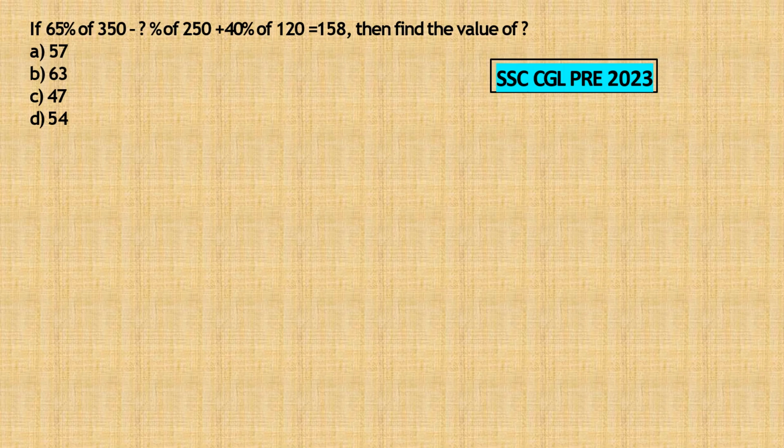If 65% of 350 minus x% of 250 plus 40% of 120 is 158, find the value of the question mark. 65% is 13 by 20 into 350, minus x%, let it be x by 100 into 250, plus 40% of 120. 40% of 120 is 48, that is 158. If we deduct 48 from 158, we will get 110.